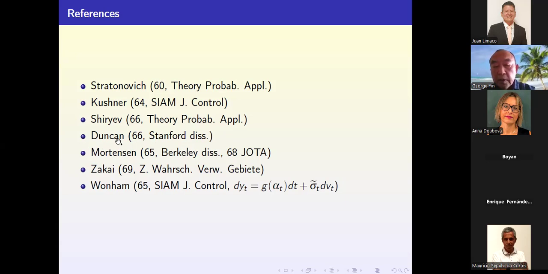In 1966, Tyrone Duncan at Stanford wrote his thesis. Basically, that's the starting point of what you call the Duncan-Mortensen-Zakai equation. There was another person, Mortensen, who was writing his dissertation at Berkeley. His paper was published in JOTA, the Journal of Optimization Theory and Applications. But Tyrone Duncan's work was never published in paper form; it only appeared in his PhD dissertation.